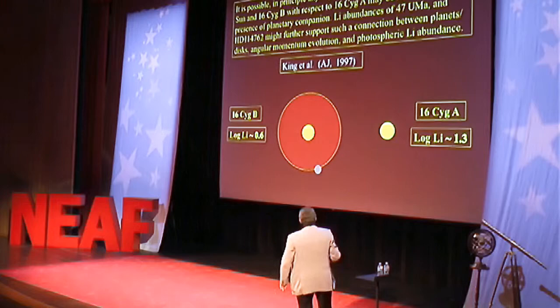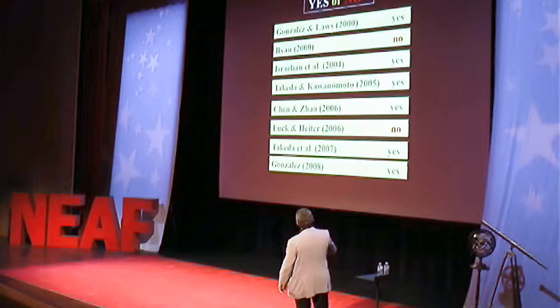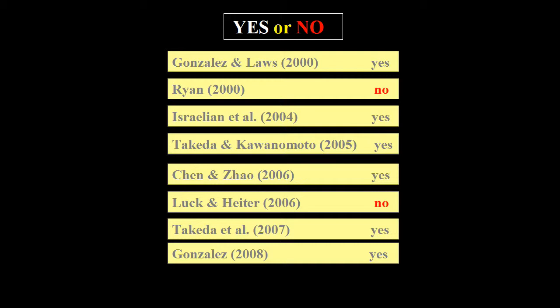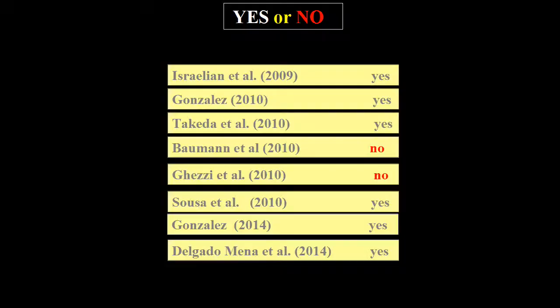And so we went to attack the problem of lithium in stars with exoplanets. And these are the series of papers where people claim that there is a difference between lithium in stars with planets and without planets, and the people who claim that there is no difference. So you can see the papers, they start in 2000 and go down to 2008, and then we continue. So this debate is apparently still going on, although the latest papers still claim that there is a difference in lithium abundance between stars with and without planetary systems.